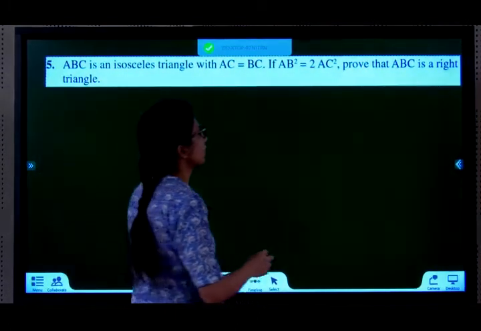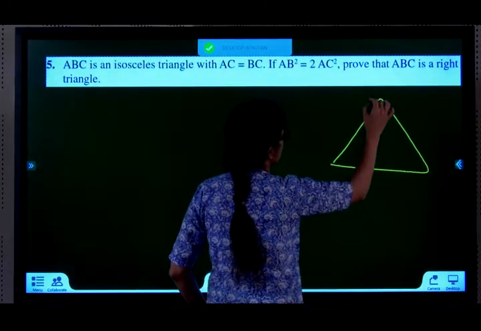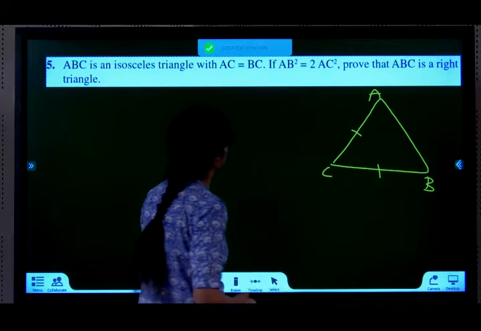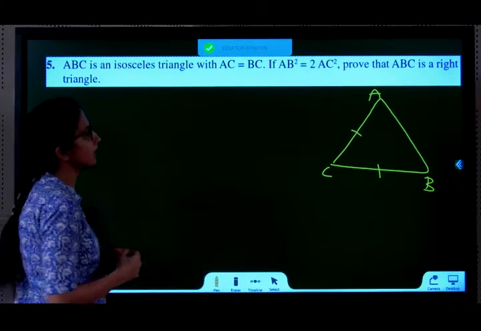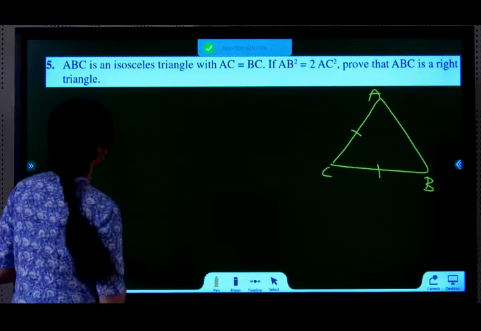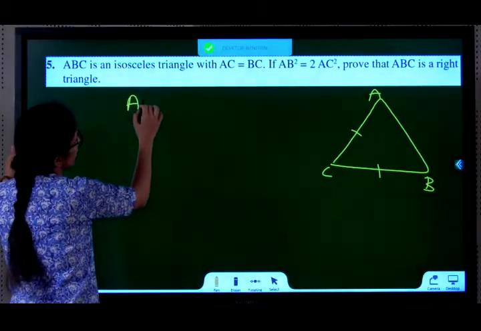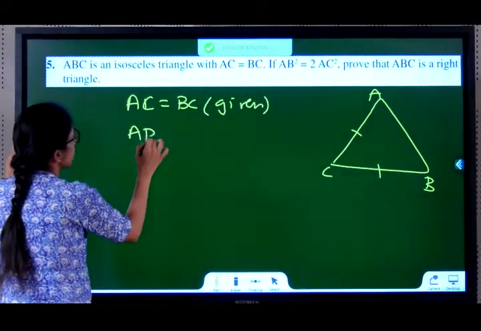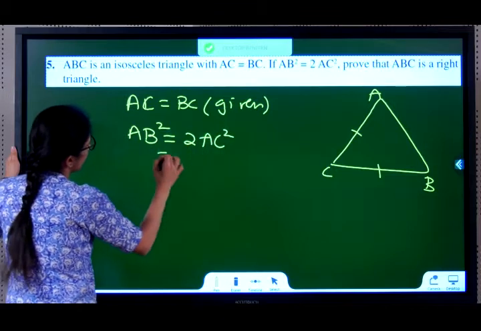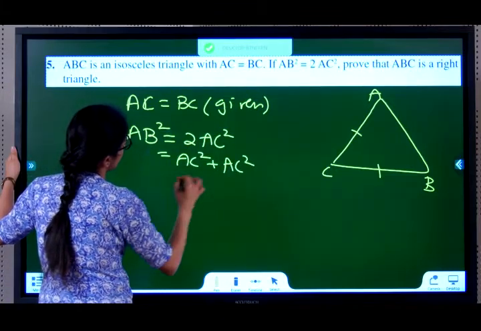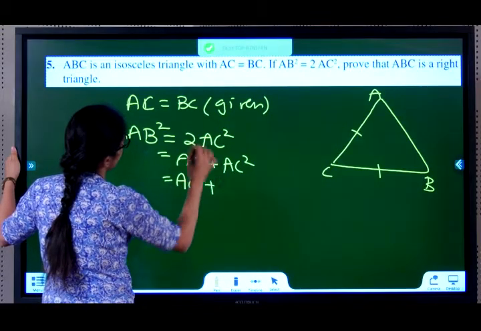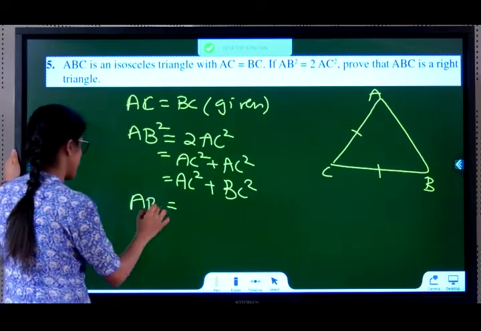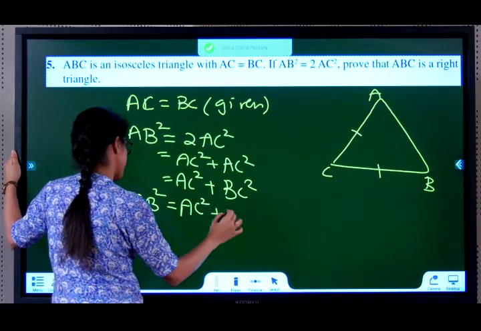Question 5. ABC is an isosceles triangle with AC equal to BC. So I have ABC, an isosceles triangle in which AC is equal to BC. If AB square is equal to 2 times AC square, prove that ABC is a right angle triangle. So AC is equal to BC is given. And AB square is equal to 2 times AC square. I can write this as AC square plus AC square. Instead of AC, can I write BC? Yes, I can. So AB square is equal to AC square plus BC square.